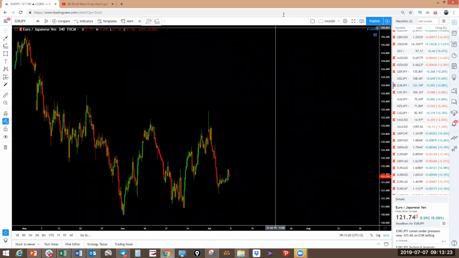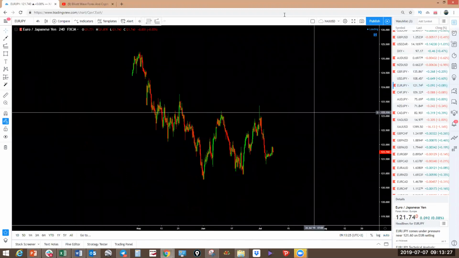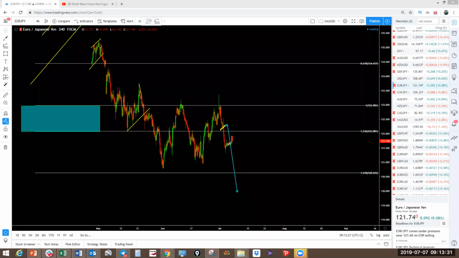So this, what happened to my arrows there? Still loading. Took it from here. You see here, this is where the arrow was. This is where we took it. It has dropped. It is going to continue dropping again because that's a continuation pattern. So you can see that we've dropped a couple of pips.